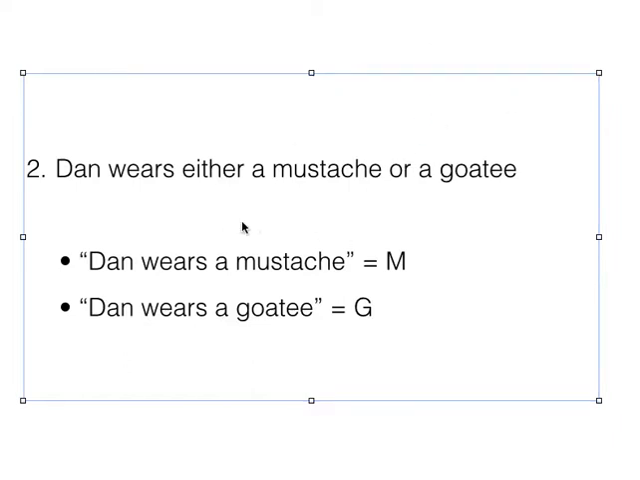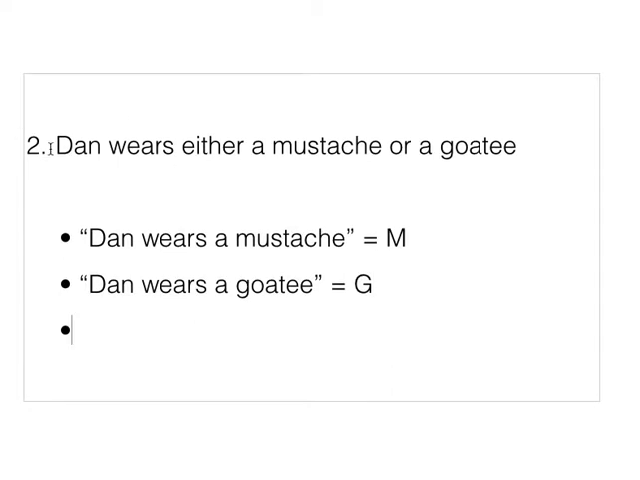Okay, here is another translation. We're going to stick with the same propositional atomic propositions here. Dan wears a mustache, I'm going to represent as M, and Dan wears a goatee, I'm going to represent as G. So given those two atomic propositions, we can translate this complex sentence.